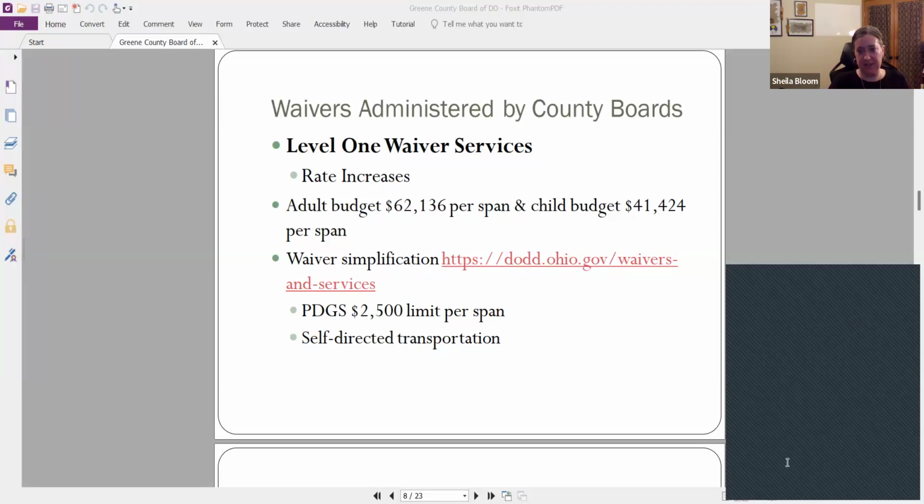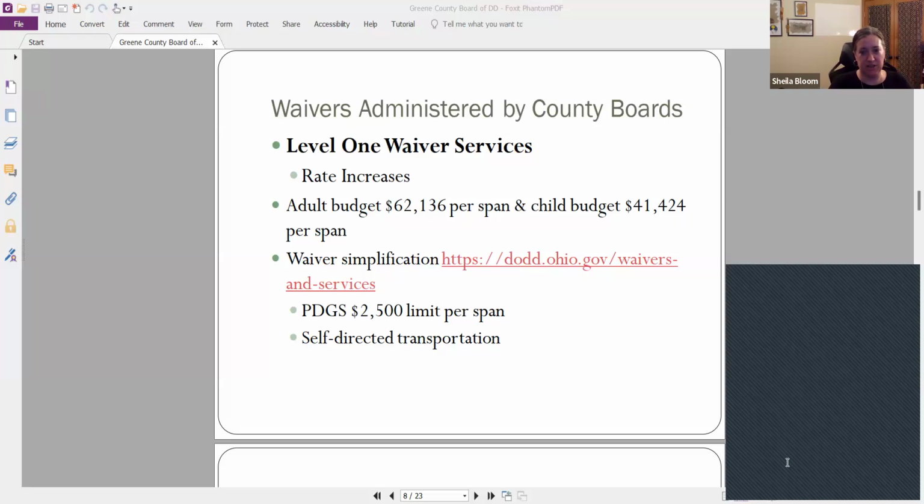So everything that your individual receives, whether it's homemaker personal care, aide services, transportation, employment, day programming, home modifications, anything like that, all of that has to come out of one pot of money. So we now have a difference between an adult and a child budget.